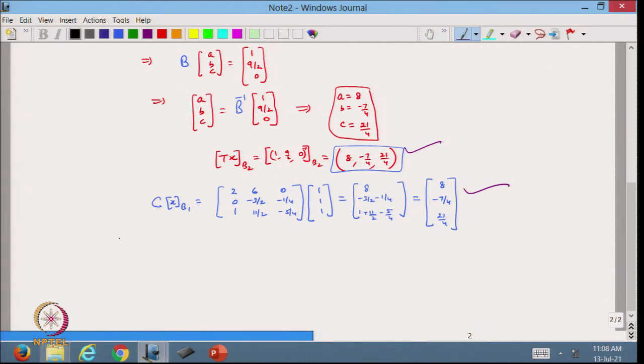So, let us take one other example, that how we can define this example. I have a linear transformation T from the set of polynomials of degree less than or equal to 3 to the set of polynomials of degree less than or equal to 2. So, where P3 is the set of all polynomials of degree less than or equal to 3 and P2 also.